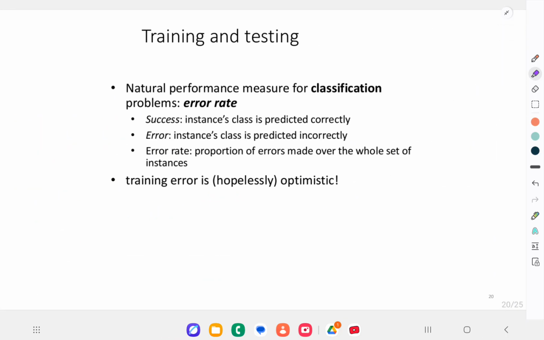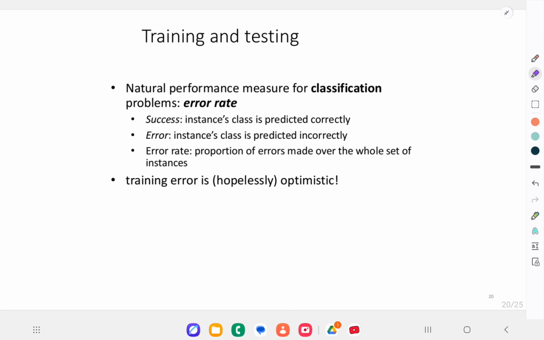So now that we've explored how models represent what they learn, let's turn our attention to an equally important question, which is how do we evaluate whether what the model learned is actually useful? For classification problems, the most natural performance metric is the error rate. So we can ask how often does the model predict the wrong class?